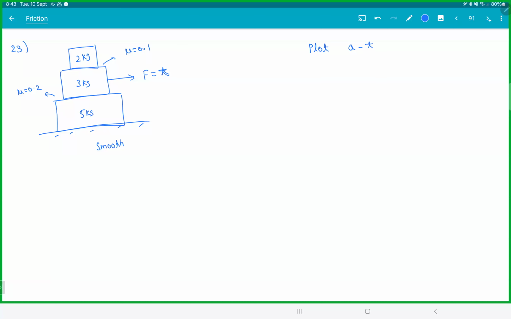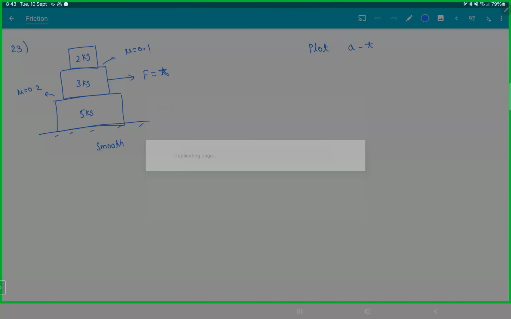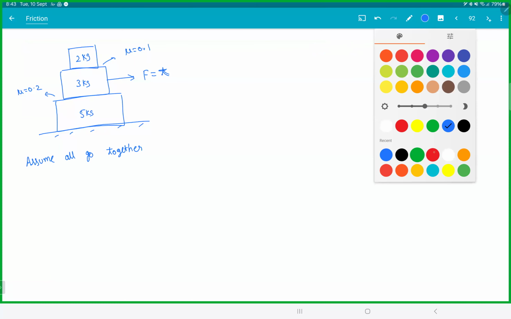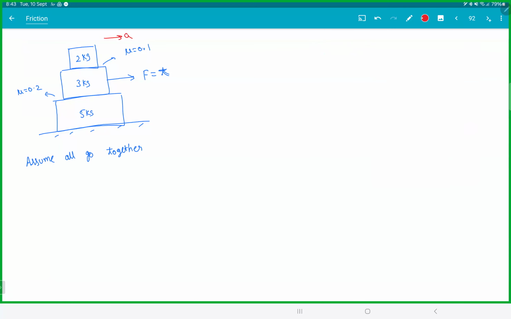Let me show you. Step 1, start with that. Assume all are going together. Acceleration a, so we get t is equal to 10. The starting part is the same, t by 10.